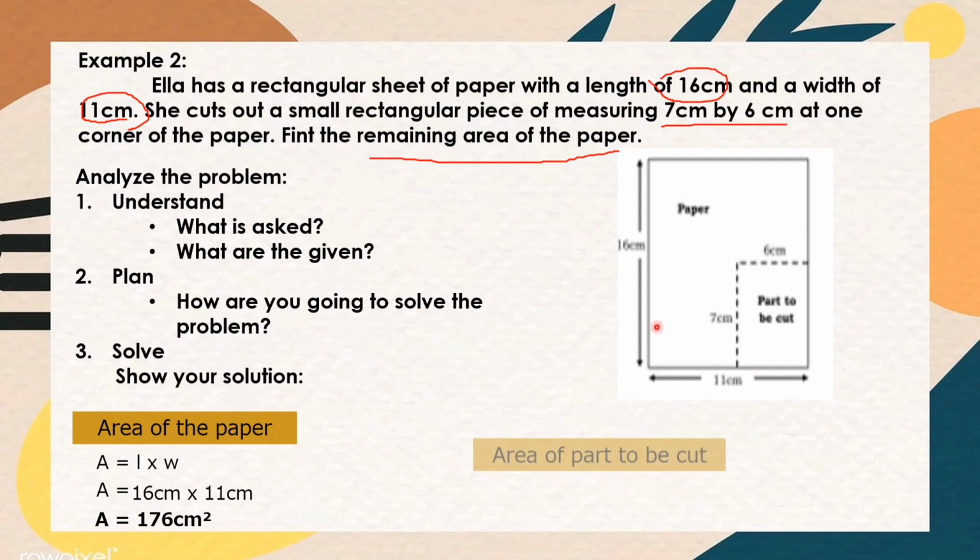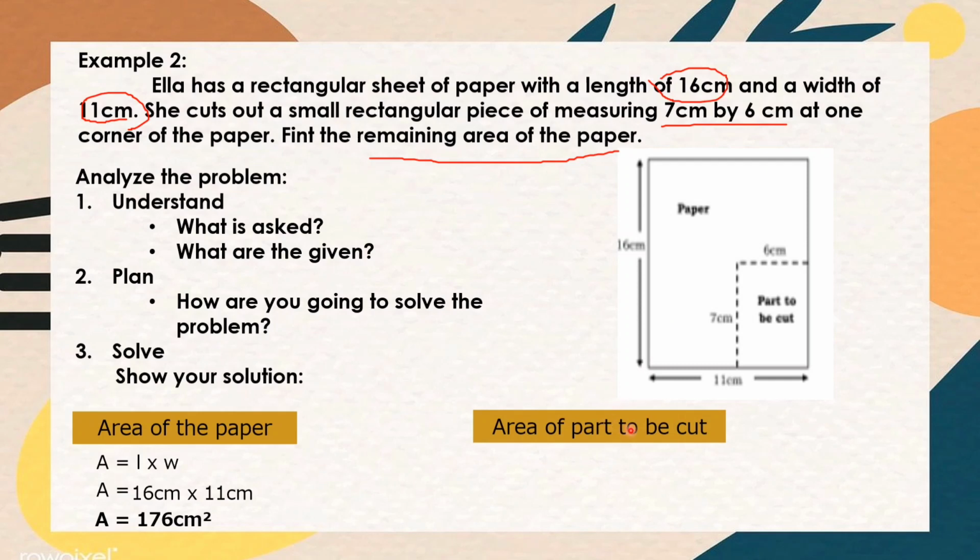Okay, next one is the area of the part to be cut. So ito na siya, yung maliit na rectangular piece. Since rectangle siya, gagamit ulit tayo ng area is equal to length times width. So we have here 7 as the length, and the width is 6. So we have 7 times 6. The answer will be 42 square centimeter.